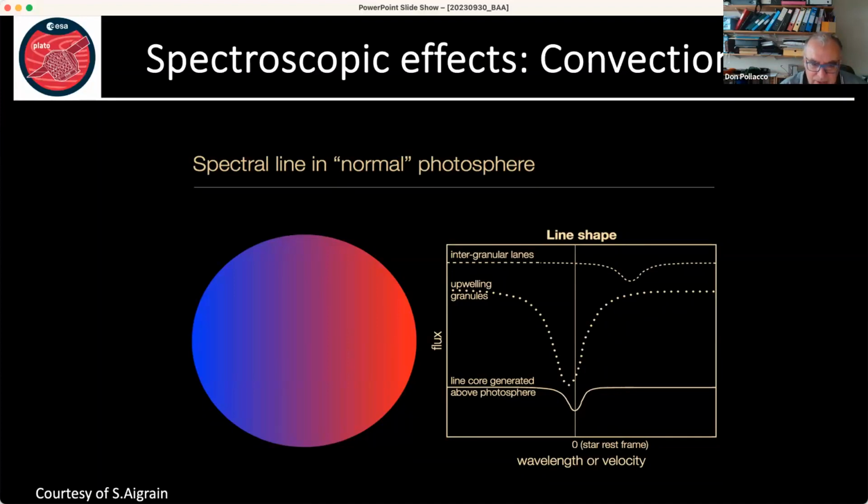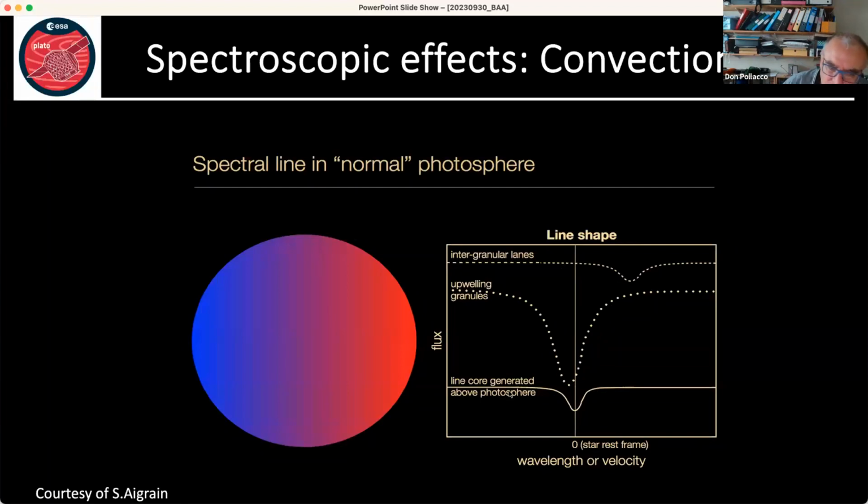What's interesting in this is that convection will be slightly blue shifted because it's coming towards us. Where we say upwelling granules, if we could produce an absorption line just of the white parts, it would look like that, slightly blue shifted because it's coming towards us, while the intergranular lanes, the dark bits, are going away from us. So the lanes are slightly red shifted, and the white parts of the cells are slightly blue shifted.